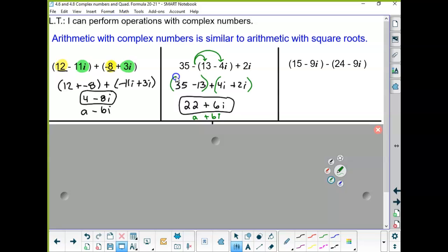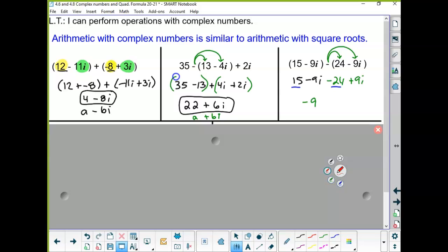So the trick on this one is very similar to the middle one we just did. That negative sign has to go to every single piece in the parenthesis that comes after it. So we're distributing the negative, which means the first part doesn't change. And then this is going to turn into a minus 24 and a plus 9i. And then you can just think of, okay, 15 minus 24. So what is that? Is that negative 9?